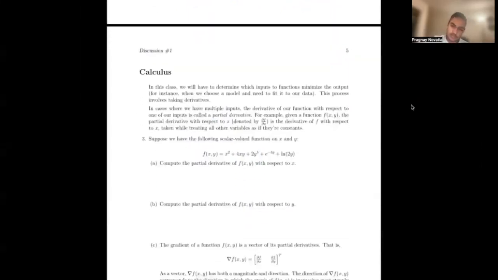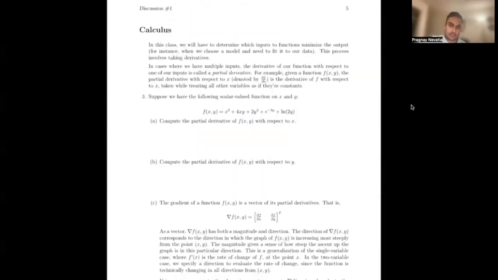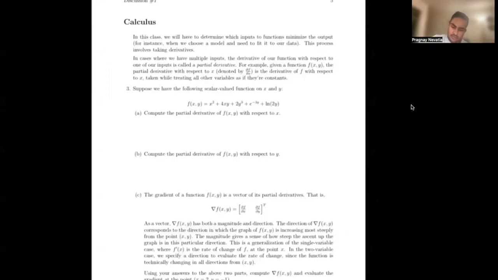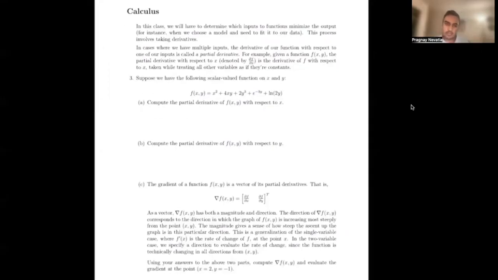And let's move to the calculus portion. This is all you really need to know from a multivariable calculus course. You're trying to take partial derivatives, which is important for functions that have multiple variables. Here you have a function dependent on two variables, x and y, and it's a complicated looking expression. Let's try to break it down. For part A, we need to find the partial derivative with respect to x.